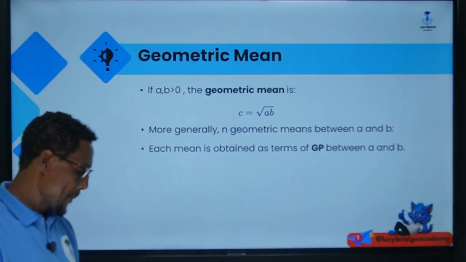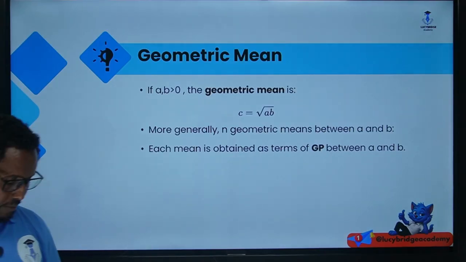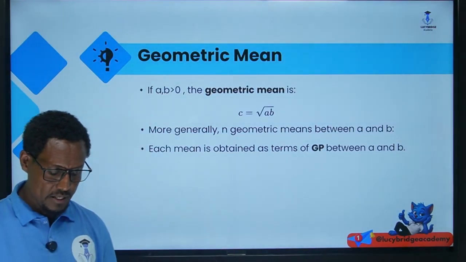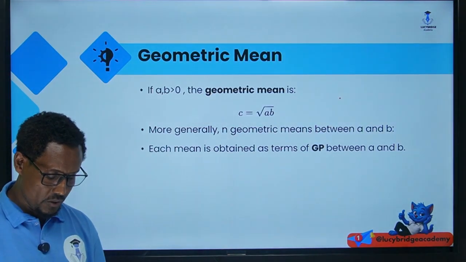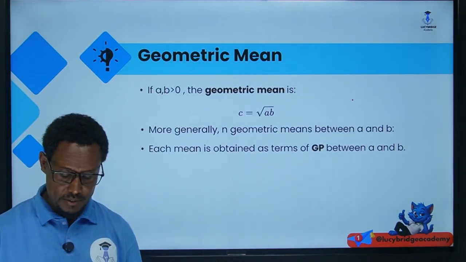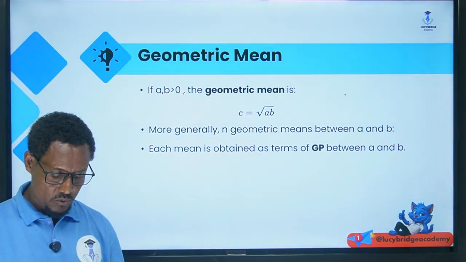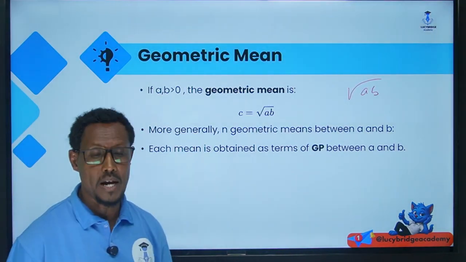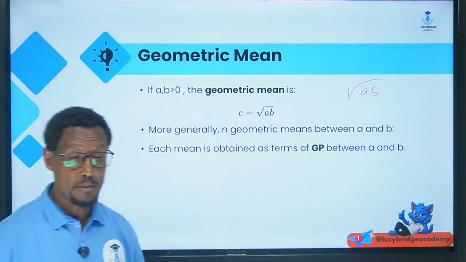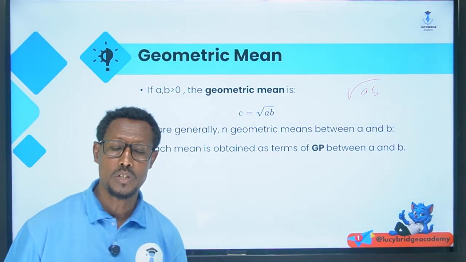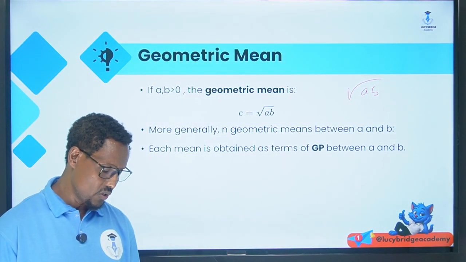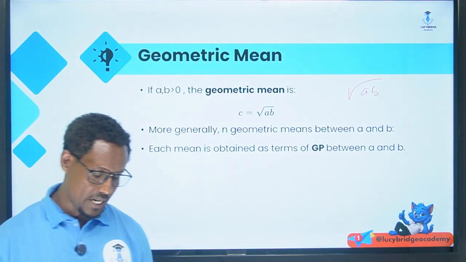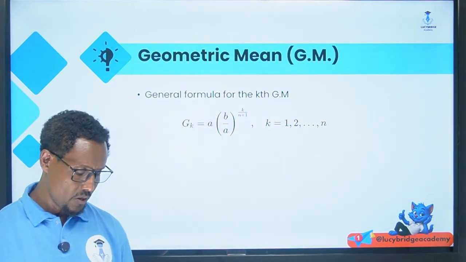Okay, now the geometric mean between A and B, where A and B are positive numbers. Therefore, the square root of AB is the geometric mean between A and B if A and B are positive numbers. More generally, any geometric means between A and B. Okay.